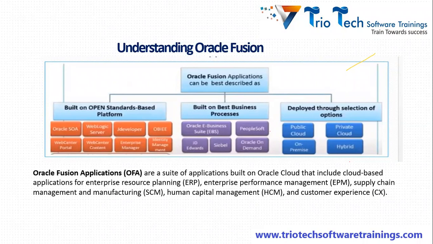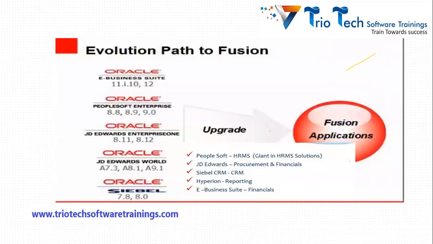Deployment means basically how it is installed, or how it is set up. Those deployment options were multiple: public cloud, private cloud, on-premise, hybrid. These are some of the examples of how the deployment of Oracle Fusion applications was done, primarily. We will understand the deployment process in the coming slides.